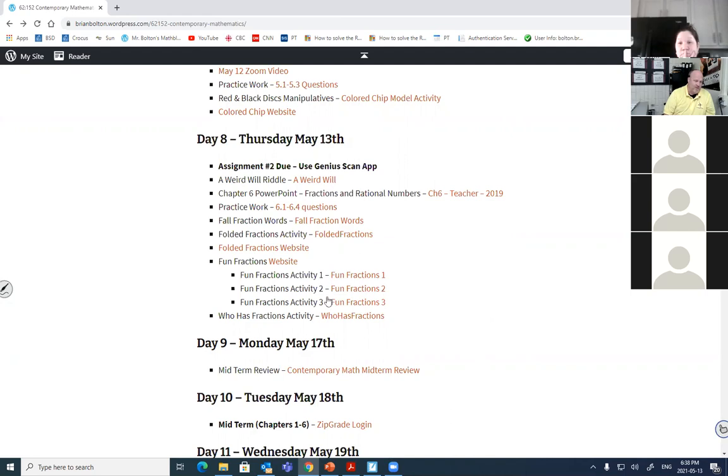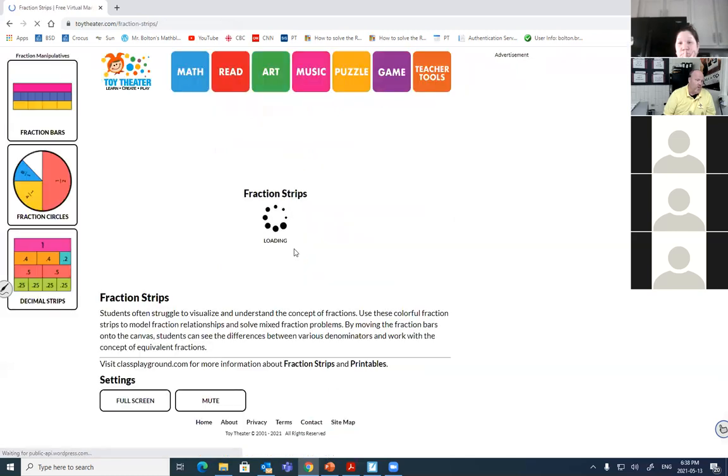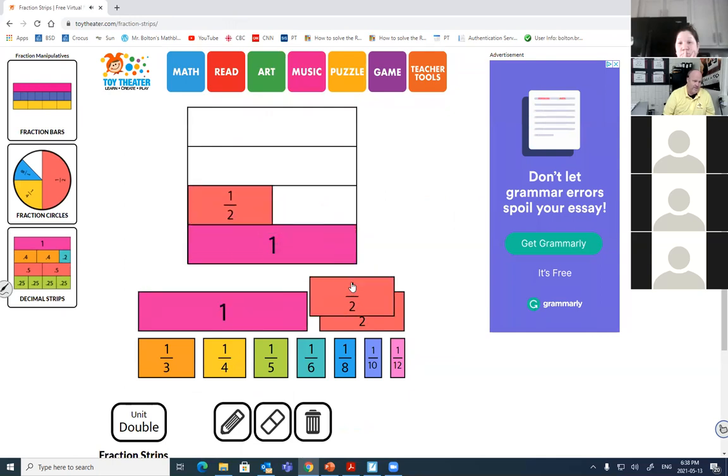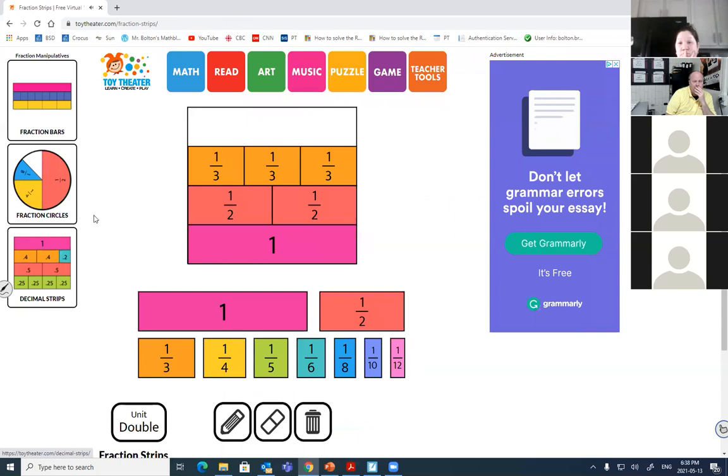That's why with you guys, at least I know you're online, so you have access to a computer. That's why I've included a lot of websites. This is a great one. Here, there's your one, there's your half. This is folded fractions, right? This toy theater one, and the one you did the other day with the centième, millième, dixième.